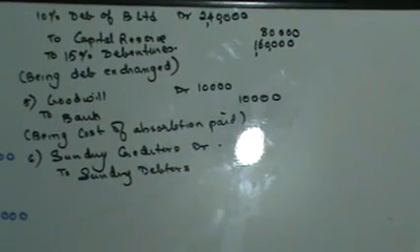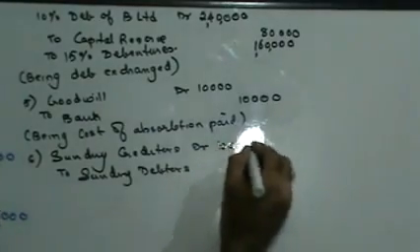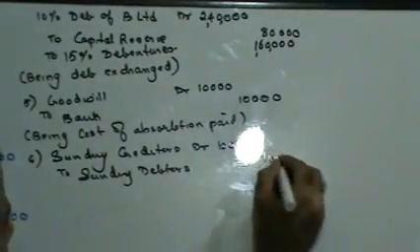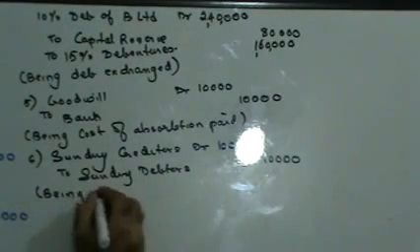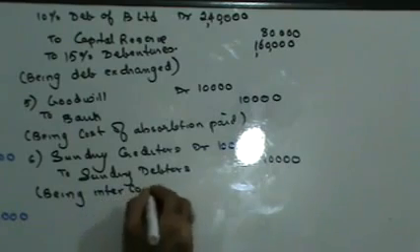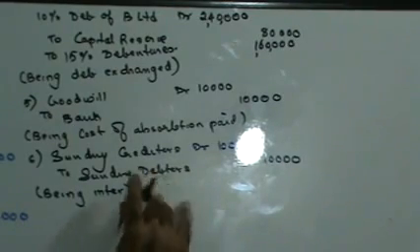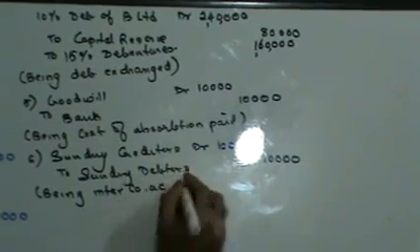Amount is going to be 10,000. Being intercompany account settled.